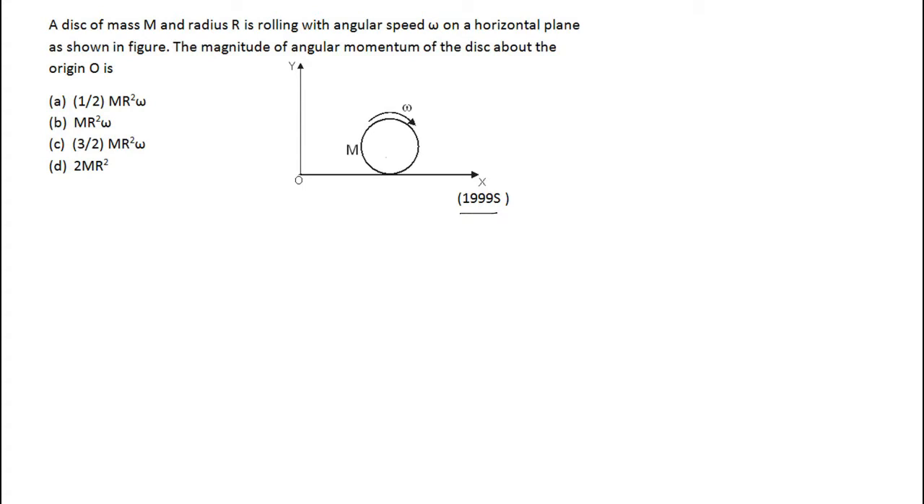I'll read the question. A disk of mass m and radius r is rolling with angular speed omega on a horizontal plane as shown in figure. The magnitude of the angular momentum of the disk about the origin O is option A half mr squared omega, option B mr squared omega, option C 3 by 2 mr squared omega. We see the solution.